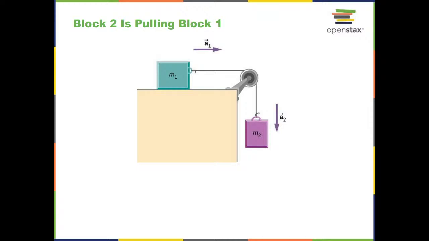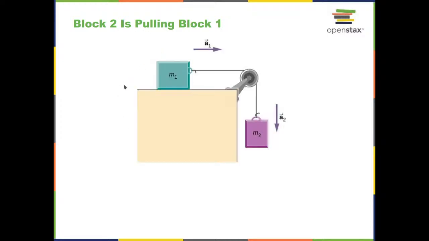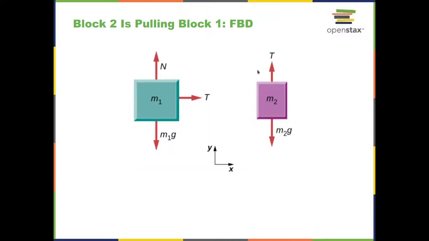So what we did last time is we wrote down the free body diagrams for block 1. Block 1 is subjected to the force of gravity, so that's going to point down. There's a normal force that the surface exerts on the block that's pointing up, and then there's a tension that pulls it towards the right. So the weight pulling down, the normal force pushing up, and the tension pulling to the right.